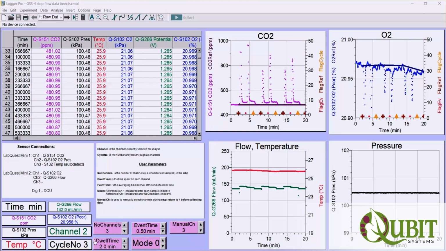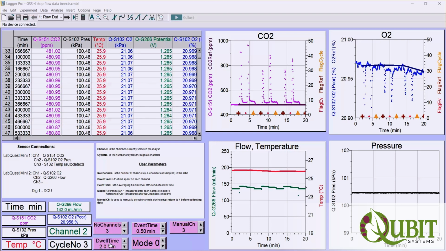Dwell time is another parameter that has to be set up before the start of the experiment. Dwell time is the time that each chamber, each channel, is being measured. And while that chamber or channel is being measured, the other channels are in the stop flow mode, so no gas is flowing through them. The background gas just vents directly out through the vents of the gas switcher.